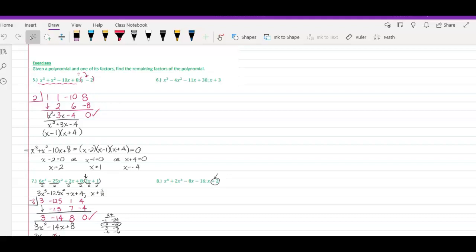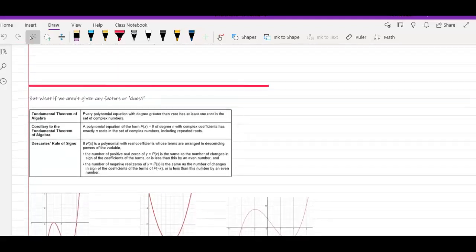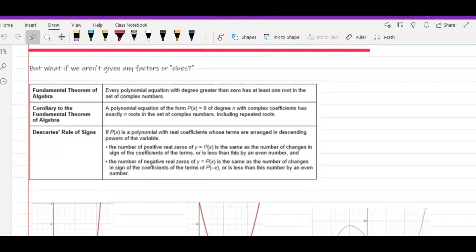So when we left off in the last video, we had just figured out how we can take one given factor, divide it out of the original polynomial expression, and take the depressed polynomial and factor it. But what are we going to do when we aren't given any factors or any clues? Well, then we're going to have to rely on a few other skills that we're about to learn in this video that will help us come up with that missing factor that we could divide out.